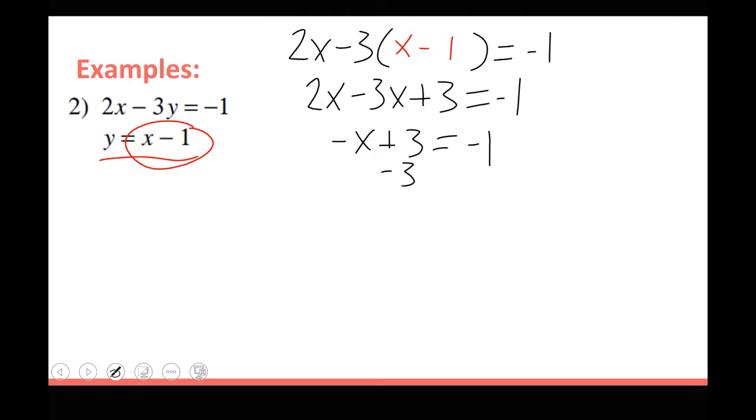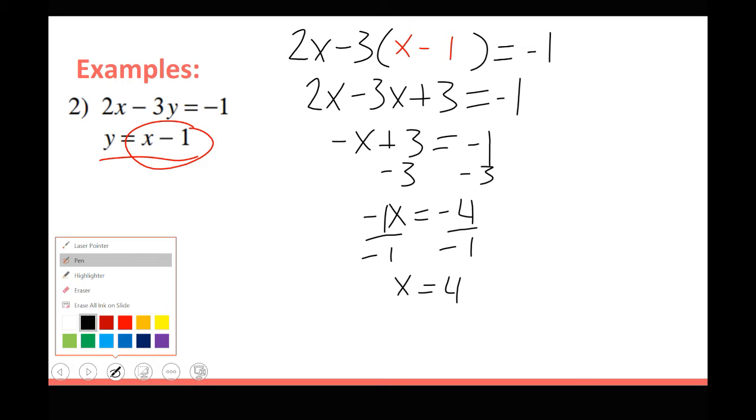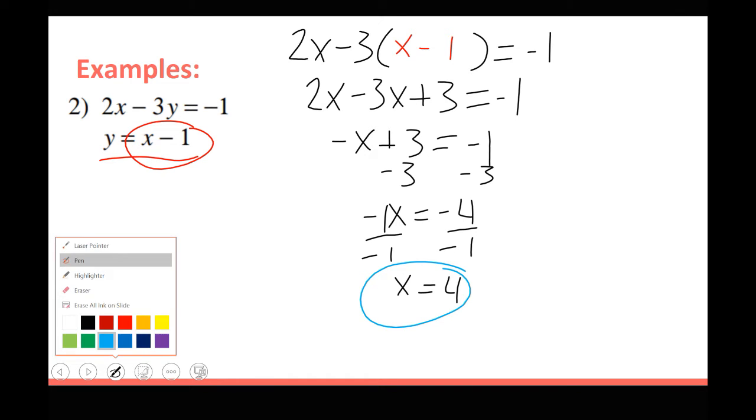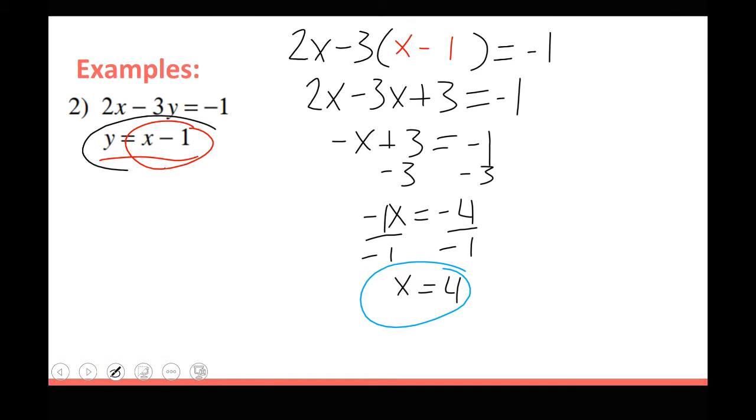If I subtract 3 from both sides, I get negative x equals negative 4. You can think of that as like a negative 1 there. And if we divide both sides by negative 1, we get x equals 4. Okay. Almost there. Now we're going to take x equals 4, and we're going to plug it into the other equation for y.